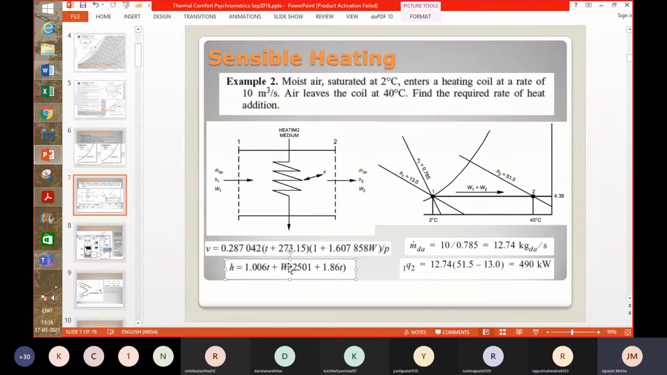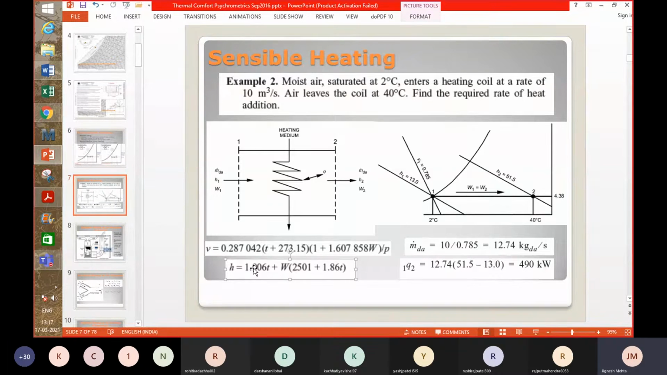The first part, if you have to remember the formula, how do you remember it? The first part is the sensible heat of dry air. So T is the temperature. It is assumed that sensible heat at 0 degrees Celsius is 0. So 2 is put in degrees Celsius if you are talking about point 1. If you are talking about the second point, then it is 40.